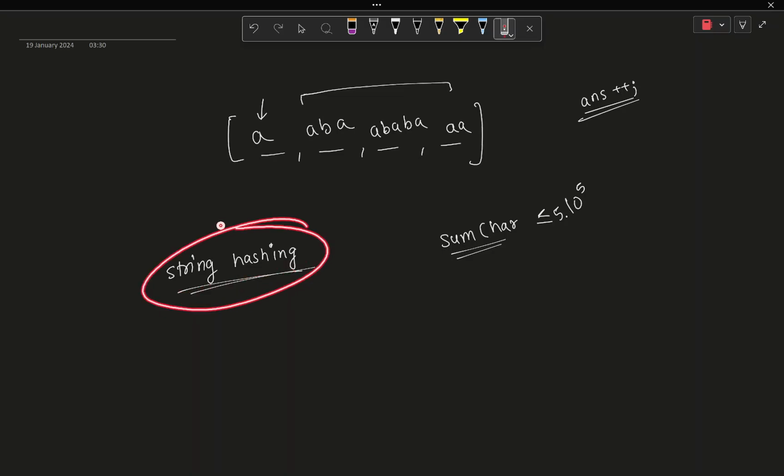So basically you should already get the intuition of string hashing. You have to do things in an optimized way. So how will you check if this string is coming up as a prefix and suffix in the other string or not? What you can do is find the string hash for this whole string.